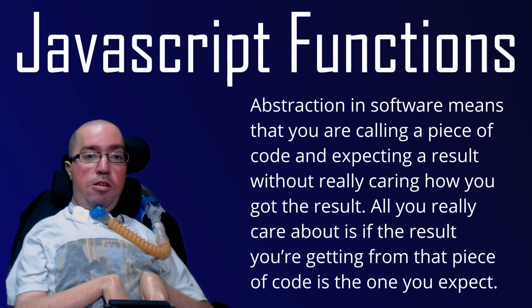When it's all said and done, functions allow us to make our code more abstract. In simple terms, abstraction in software means that you are calling a piece of code and expecting a result without really caring how you got the result. All you really care about is if the result you're getting from the piece of code is the one you expect. When all of your functions work as intended, the end result of your code looks much cleaner, is easier to read, and is drastically easier to modify and maintain.